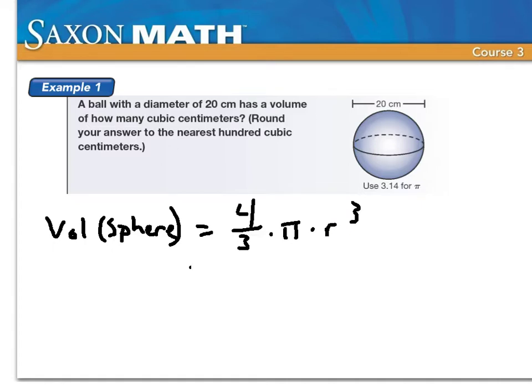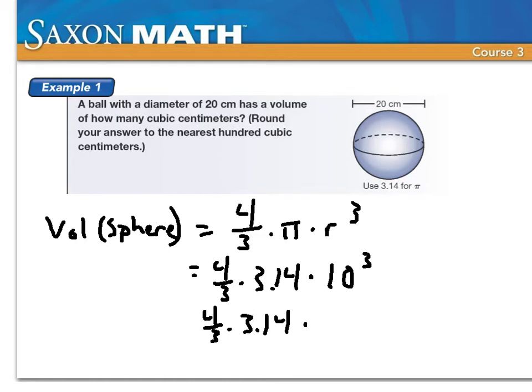Okay, now we're just going to plug in the numbers. So I'm going to do 4/3 times pi, in this case I'm using 3.14, times my radius cubed. Okay, and my radius in this case is 10 because my diameter is 20. Okay, and the radius is half the diameter. Alright, so now we need to multiply these numbers together. Well, it's not easy to multiply a fraction by a decimal. Okay, so the very first thing I'm going to do is go ahead and do the exponent anyway. So we got 4/3 times 3.14, and 10 cubed is 1,000.